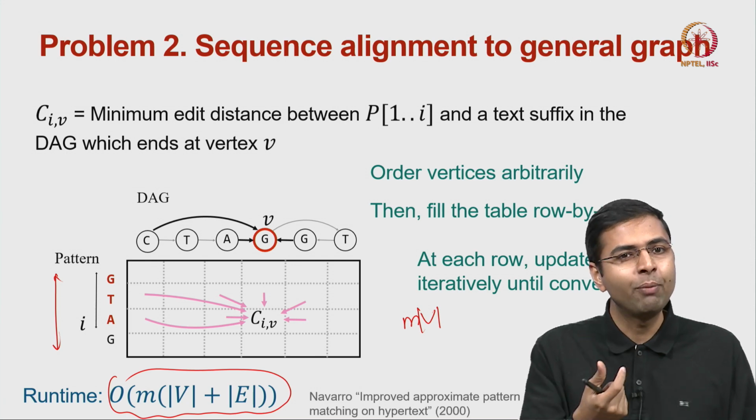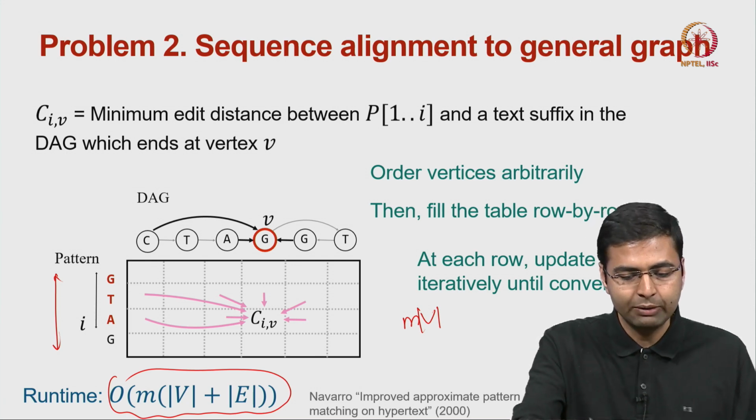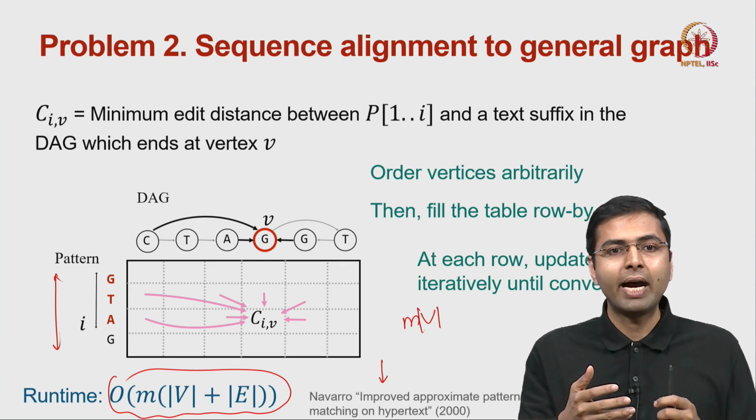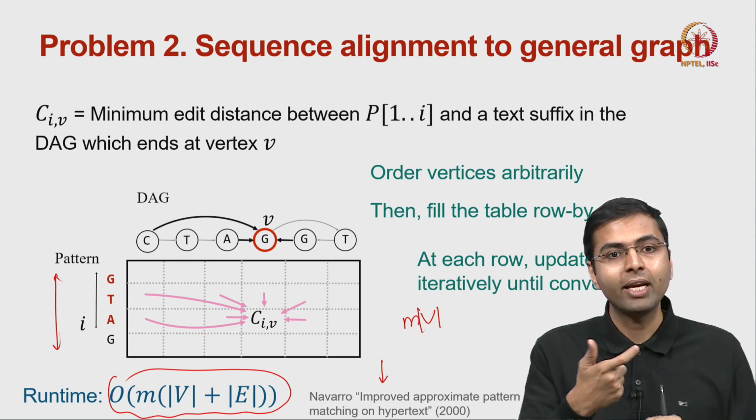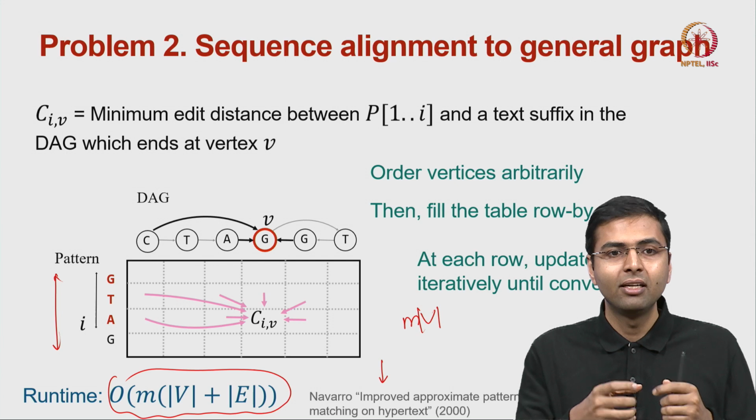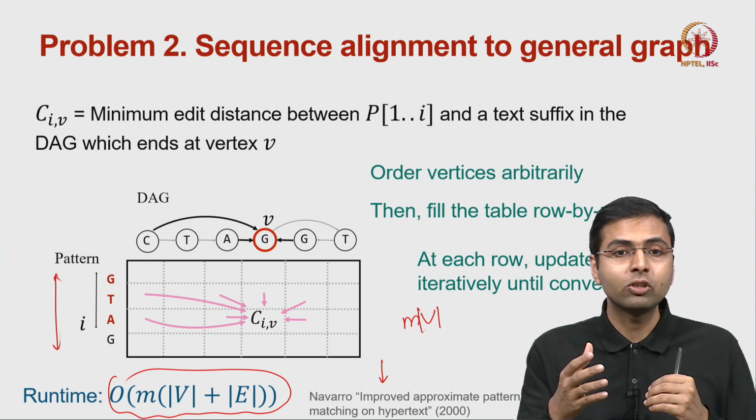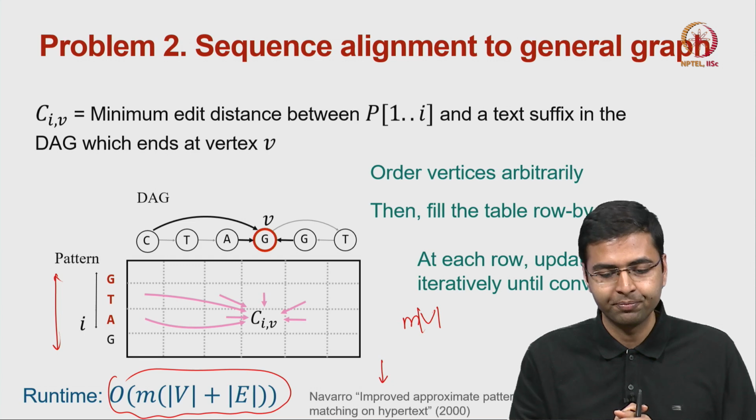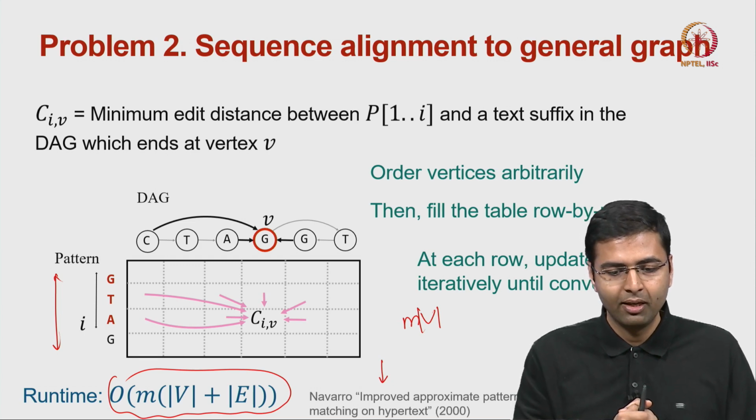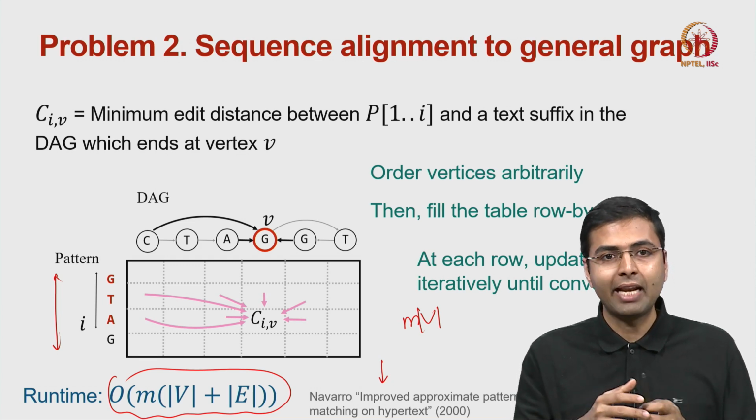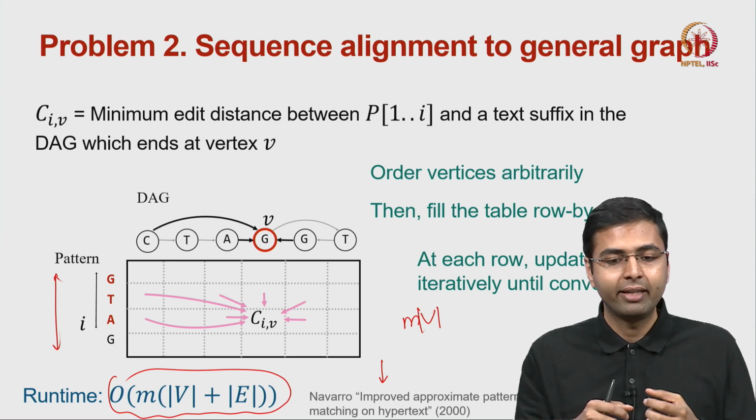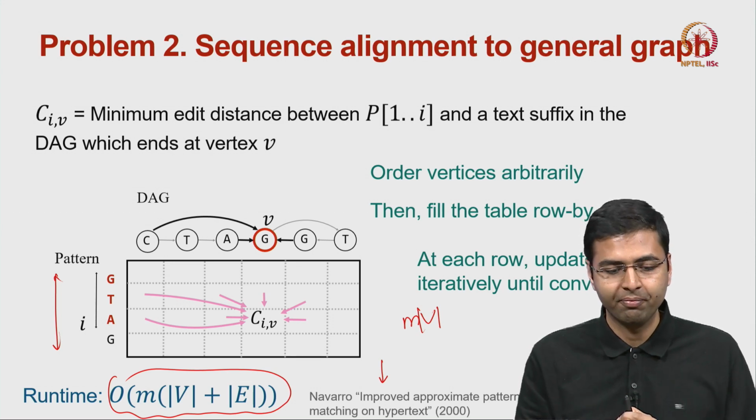To see the formal proof of this argument, I refer you to this paper, where further analysis is done to show how to do these iterations in a way such that the amortized cost of these iterations is not adding any additional overhead. So this is how we would do sequence alignment to graphs when the graph is a general graph that can contain cycles.